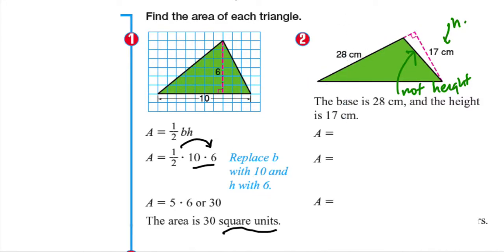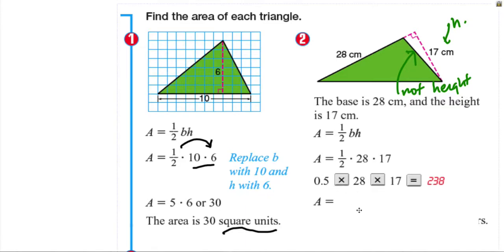Going back here, for the area, write down the formula, 1/2 base times height. Substitute the values of base and height into your formula, 28 and 17. So we multiply 1/2 times 28 and multiply it by 17. Again, we can use a calculator for this one. 1/2 is the same as 0.5. Multiply that by 28 times 17 and it will give you 238. The area of this triangle is 238 square centimeters.